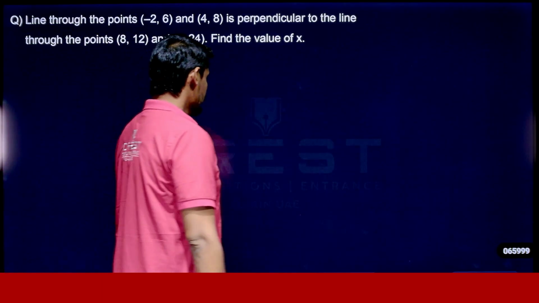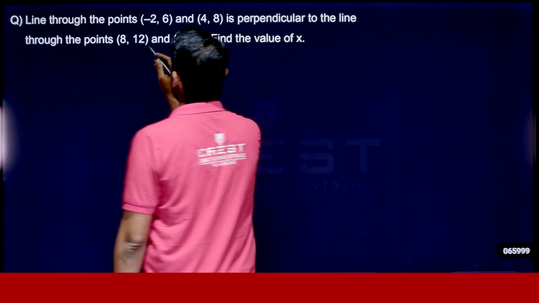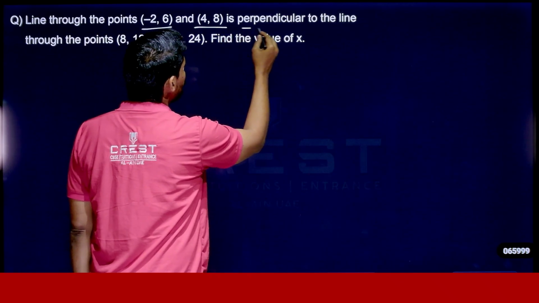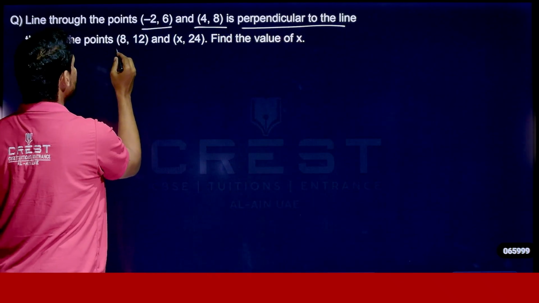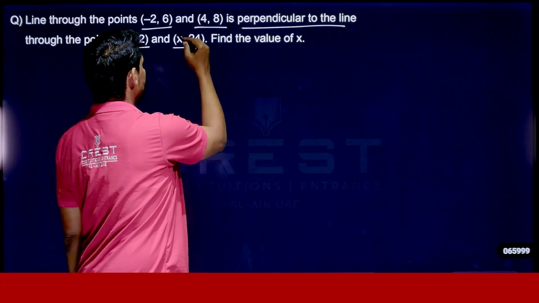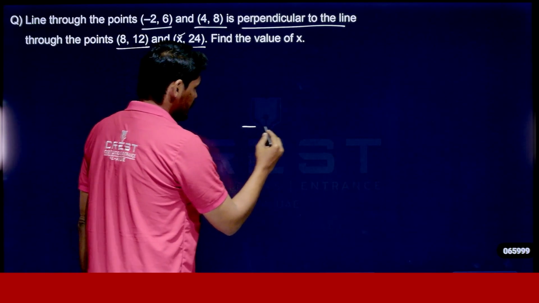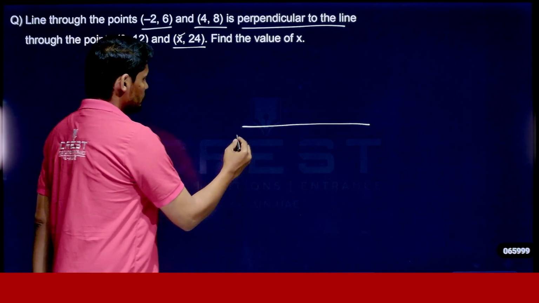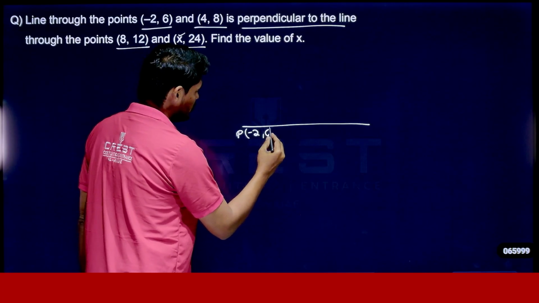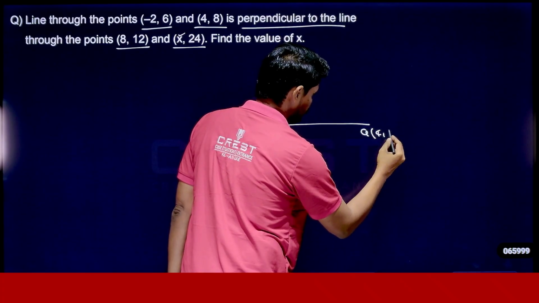Now you can read through this question, and we can solve it. We have a line through the points minus 2, 6 and 4, 8. This line is perpendicular to the line through the points 8, 12 and x, 24. You have to find the value of x. According to the question, we can draw a line and mark some points: P minus 2, 6, and Q 4, 8.